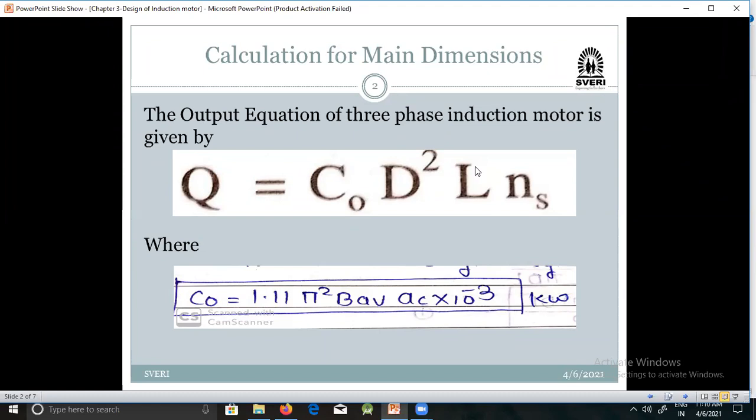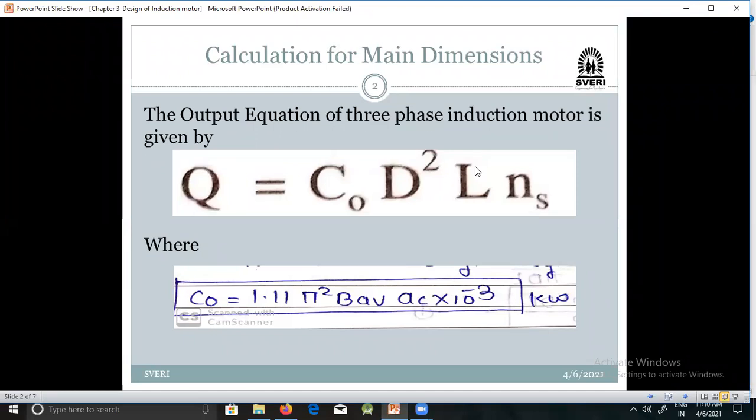Okay, the output coefficient value is directly given to you, or they have given the average value of flux density, then they will give AC, that is nothing but the ampere conductors that we are going to use in that particular slots, and they will also give the value of kW, that is nothing but the winding factor. Okay, so these are the values which are given to you, and you have to find out the value of C0 from this equation. Okay, now see, whenever we are going to solve the example, that time they will give you the value of this Q also.